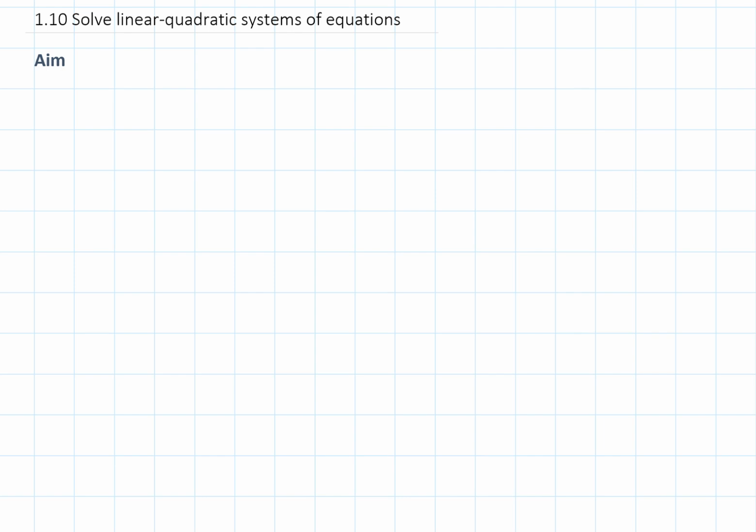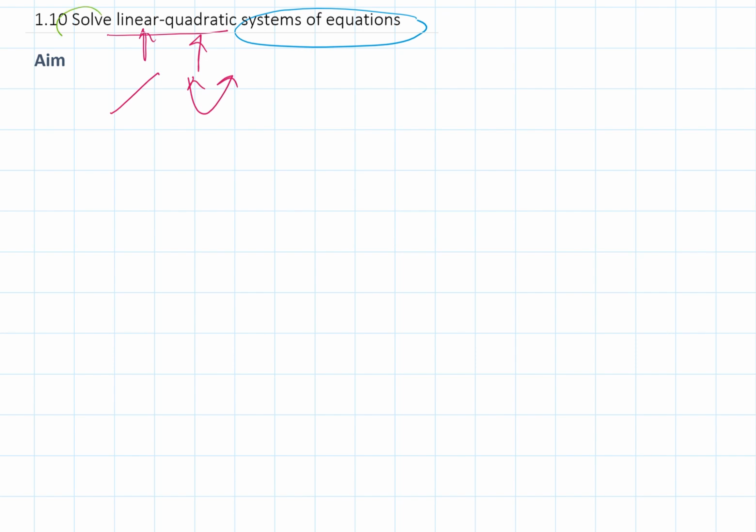Today's goal is to solve linear quadratic systems of equations. Let's break down the aim a little bit. A system of equations is a group or a set of functions that are all on one graph. And when we say they're linear quadratic, we mean that one of them is a line and one of them is quadratic. It looks like a parabola.